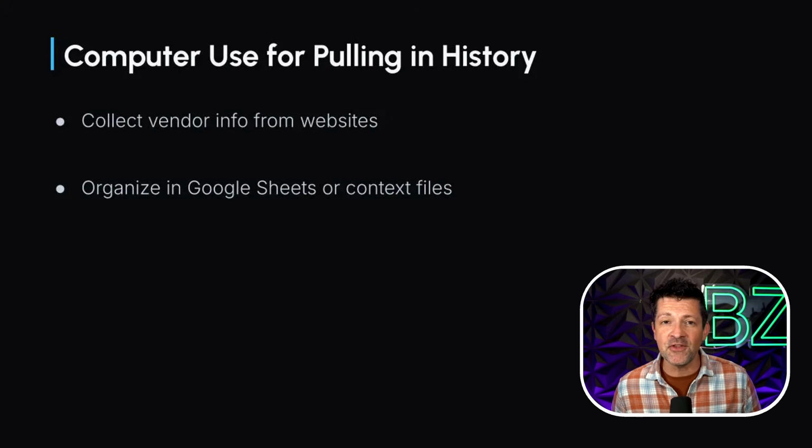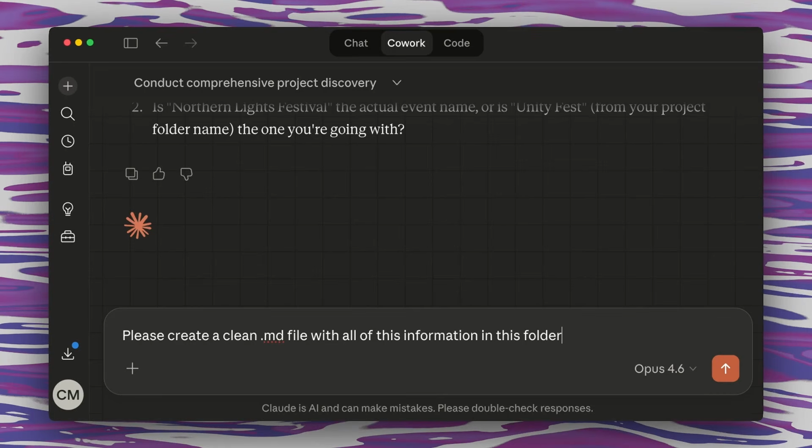Computer use could be huge for this, where you can ask Cowork to go out and gather information about local vendors or maybe potential local vendors from their websites and pull that all into either a spreadsheet in Google Sheets or even better into one of your context files. From all that information, I'm just asking it to create a clean MD file, or markdown file, with all of this information in the current folder.